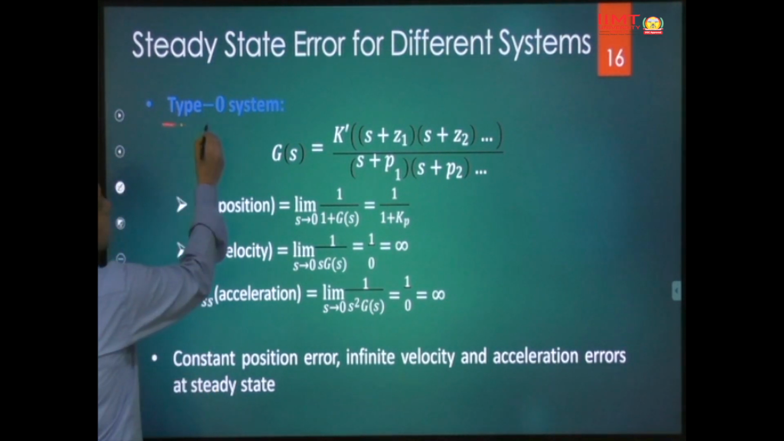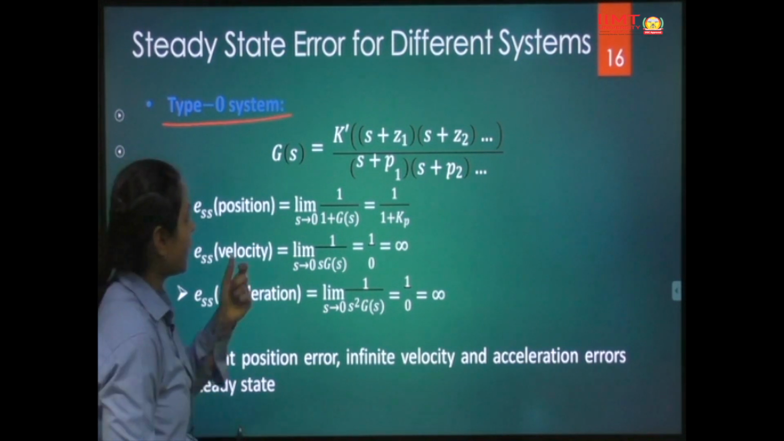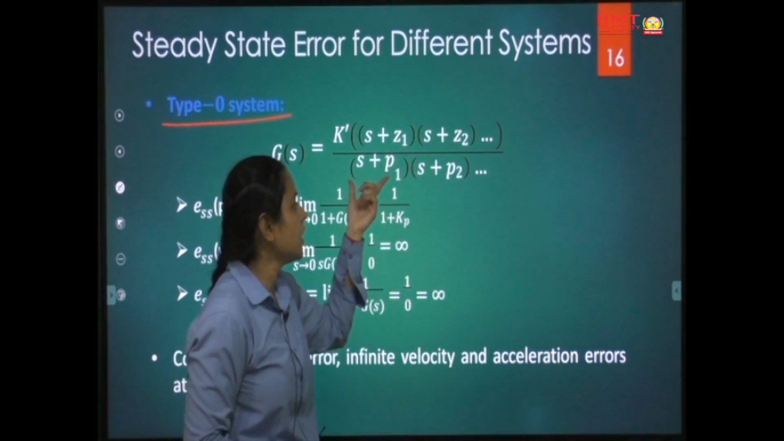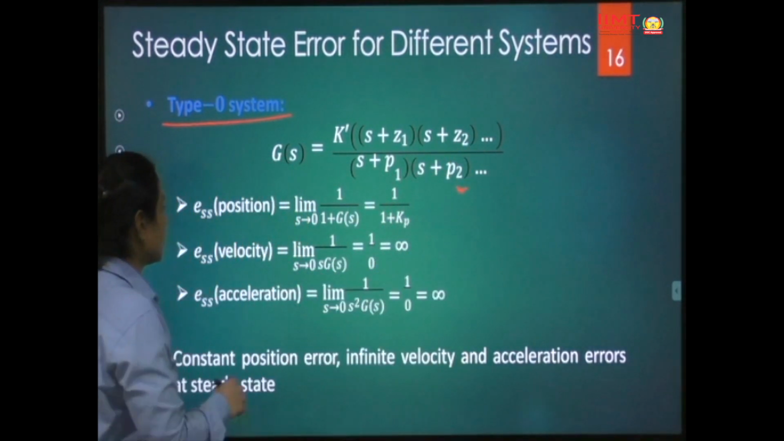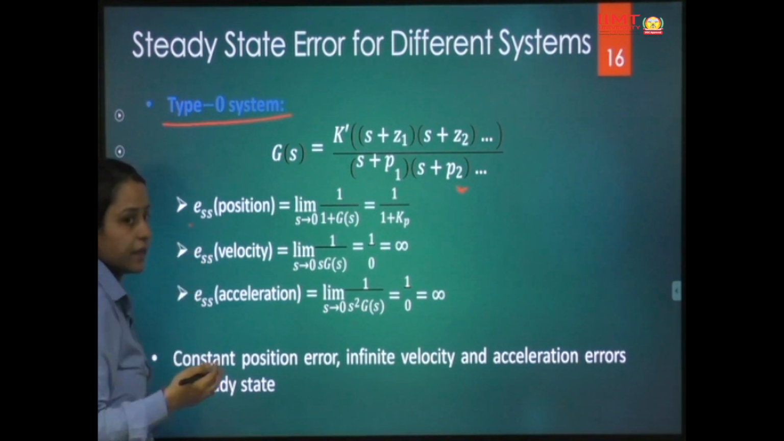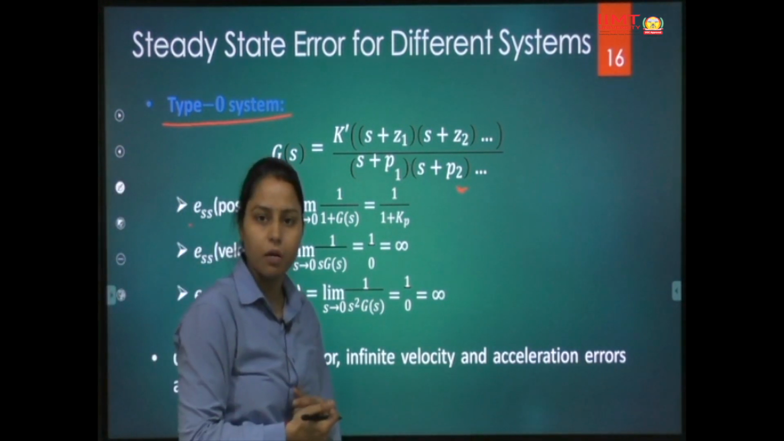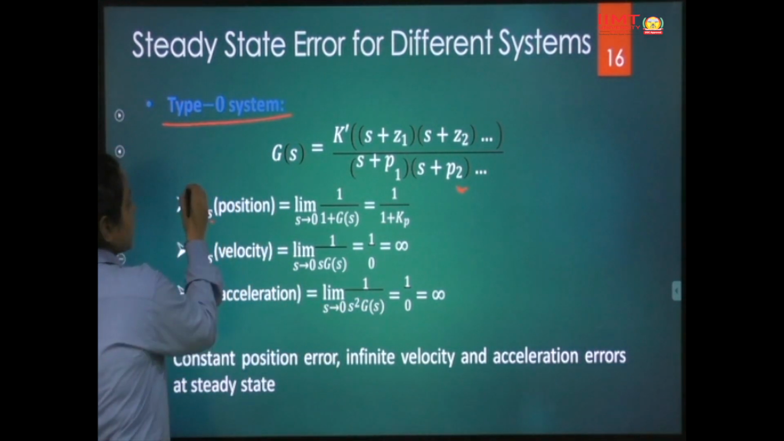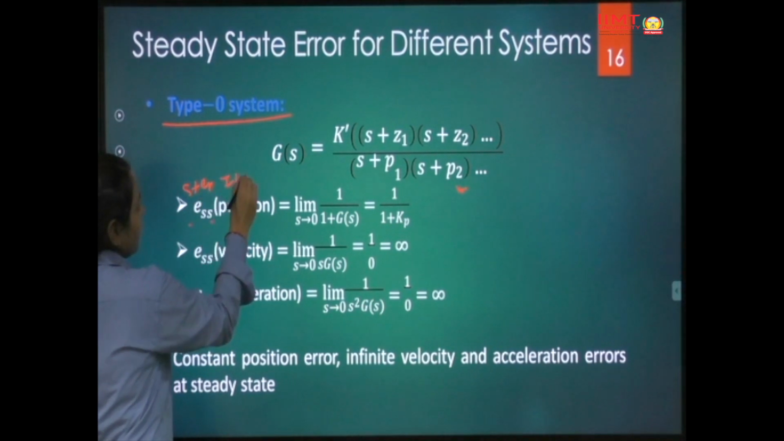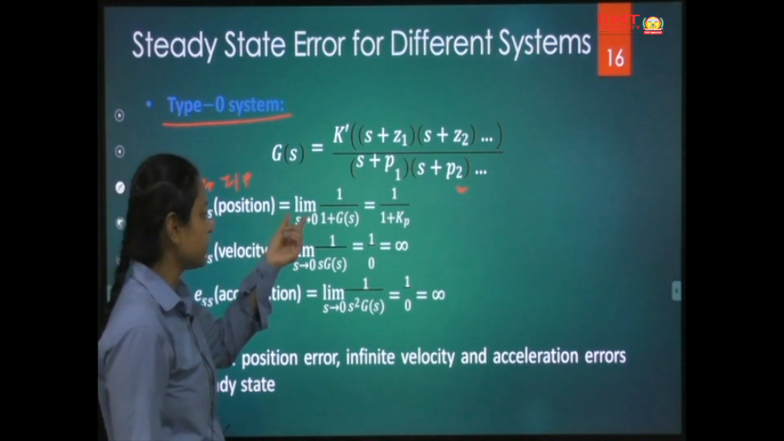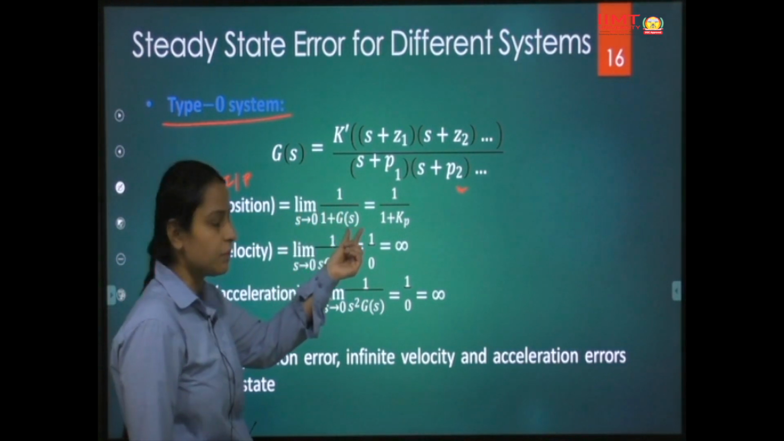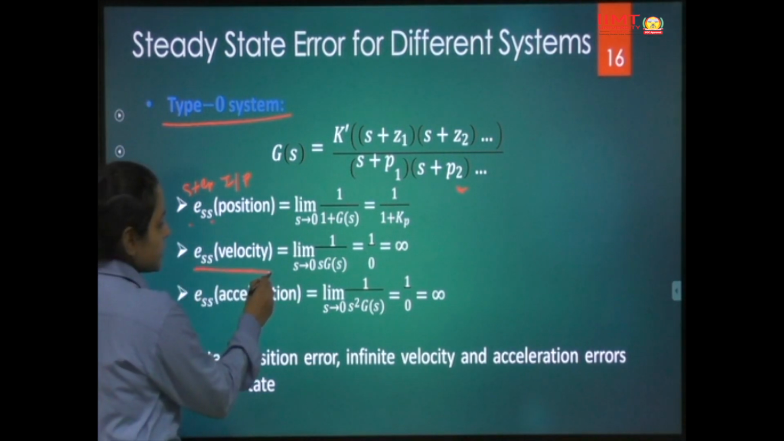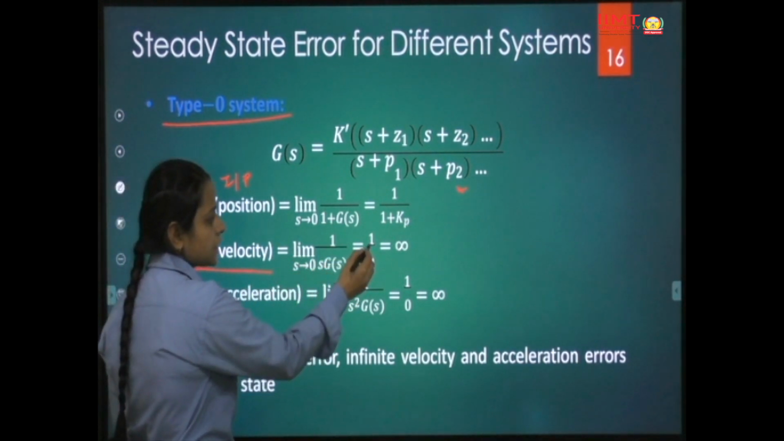For a type 0 system, or when n is equal to 0, we have the generalized transfer function G(s) equal to k (s plus z1)(s plus z2) upon (s plus p1)(s plus p2). If we use the position, velocity and acceleration for different inputs, step input, ramp input and parabolic input, we have different errors. For step input, ESS position is equal to limit s tends to 0, 1 upon 1 plus G(s), which is equal to 1 upon 1 plus Kp. For velocity, ESS is equal to limit s tends to 0, 1 upon G(s).